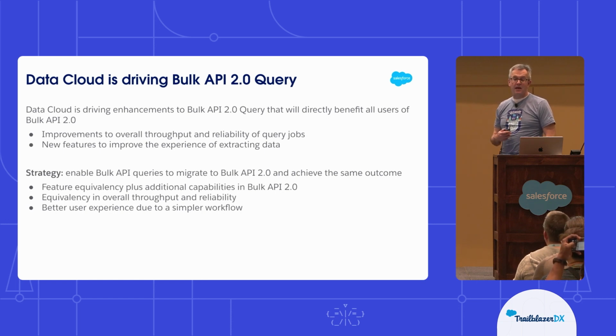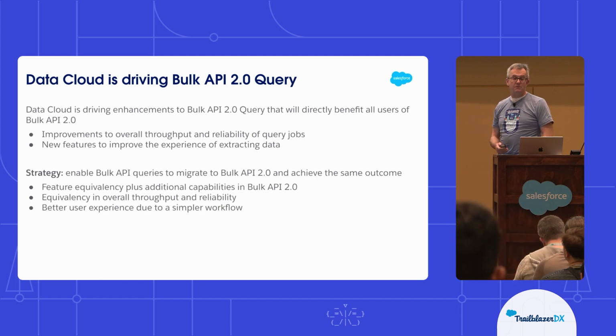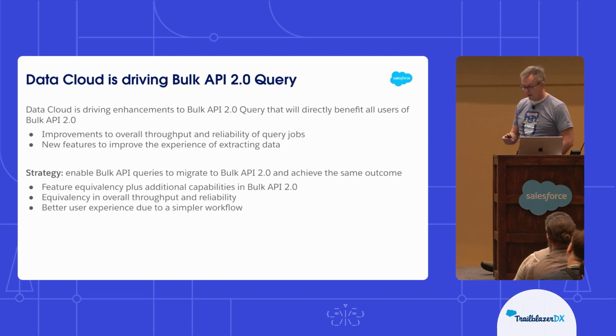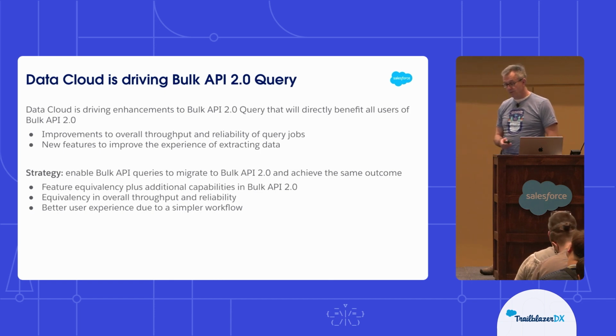You'll be able to take the same query you are applying to bulk API V1, the original, and run that against bulk API 2. You'll have a simpler experience. You'll have a better experience because there'll be more features, but you will have the same data set in the same time and the same throughput. And so we want to achieve that. That is our strategic goal. And if you are using bulk API V1, keep an eye on bulk API 2 because we would like you to move there over time.